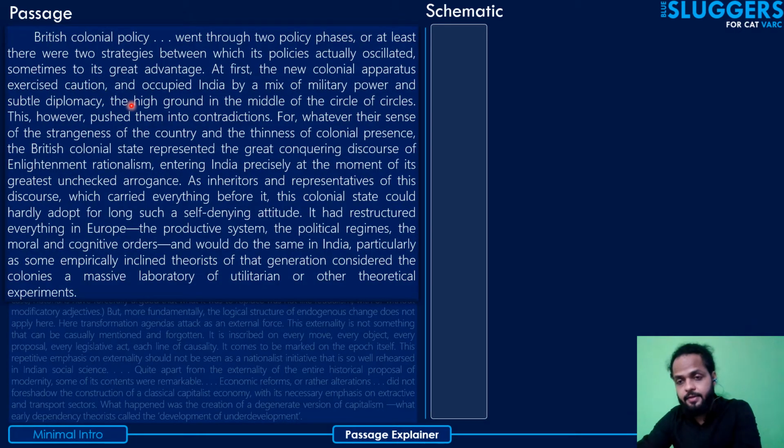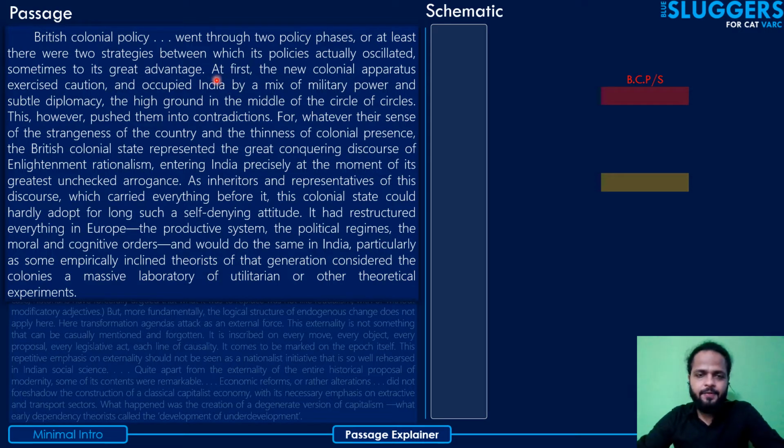All right, guys. So let's start with the first part of the first paragraph. British colonial policy went through two policy phases, or at least there were two strategies between which its policies actually oscillated, sometimes to its great advantage. The first sentence, all that the author has tried to say here is that the British colonial policy was mainly based on two strategies. They either went through two policy phases, or you can say that there were just two strategies between which its policies oscillated. So either they'll deploy the first strategy or they'll deploy the second strategy in their policies.